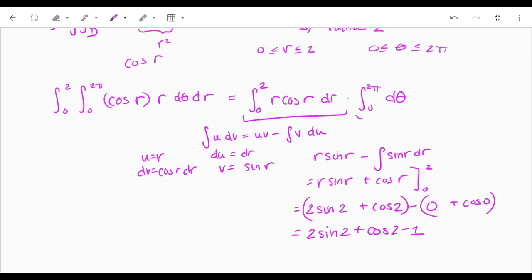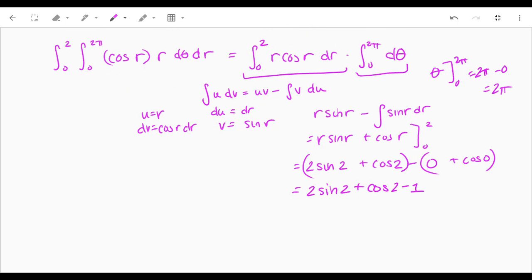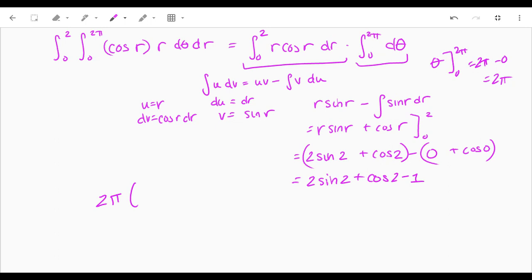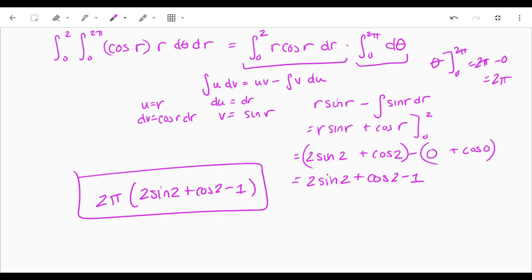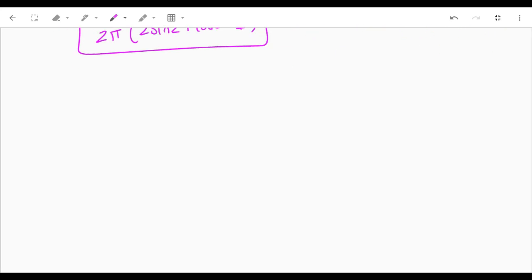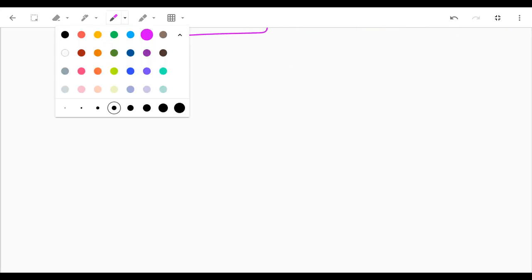Now for that second integral, the integral of d theta would just be theta from 0 to 2 pi. So that'd be 2 pi minus 0, so just 2 pi. So in the end, we'll have 2 pi times our 2 sine 2 plus cosine 2 minus 1. Okay, these aren't so bad, right? Let's see, I've got just 2 more examples. It's kind of a shorter lesson. The next one we're going to look at is number 16 in your book.